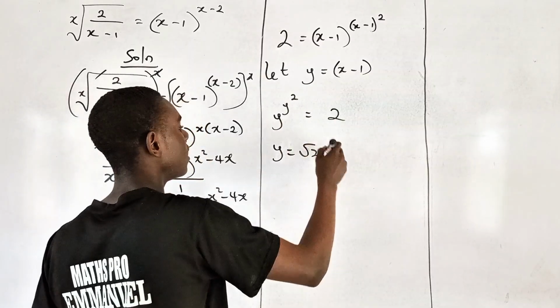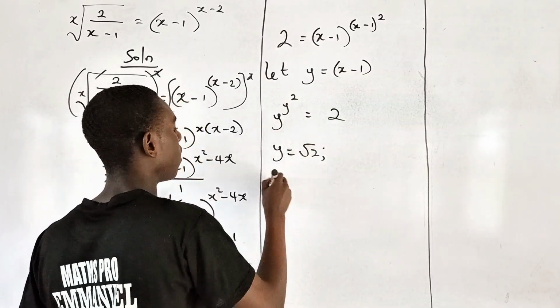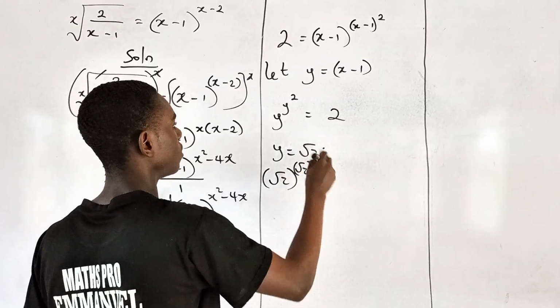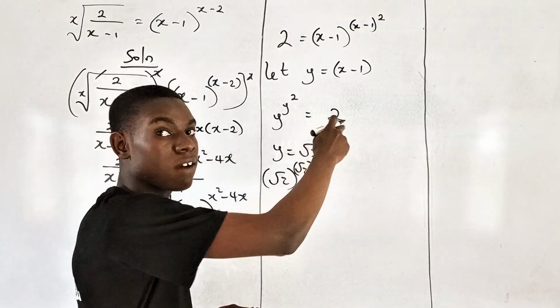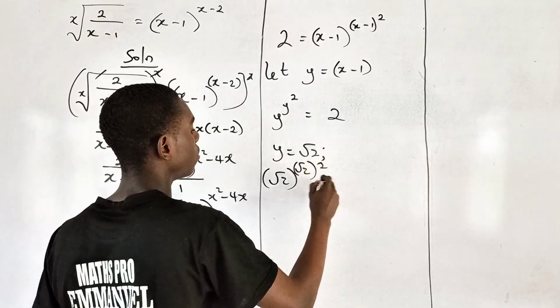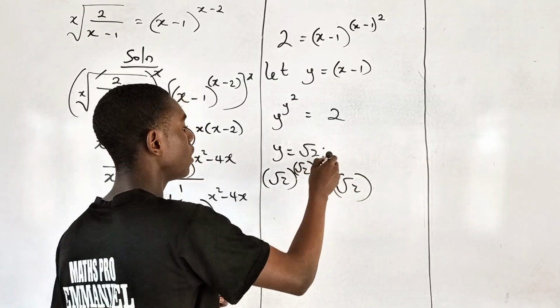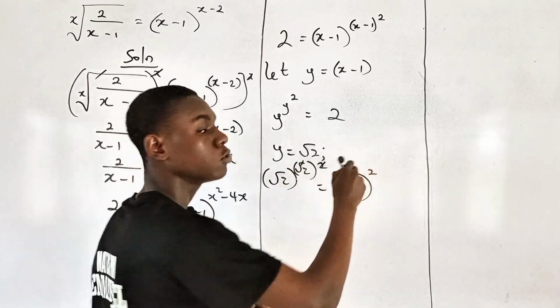So if I put root 2 inside here, I'll have something like this. I'll have root 2 raised to the power of root 2, all squared. I'm trying to simplify it. You see that I have 2. Watch. So now, root 2 raised to the power of root 2, squared. Don't forget that the square will cancel the square root. I'm left with just 2.